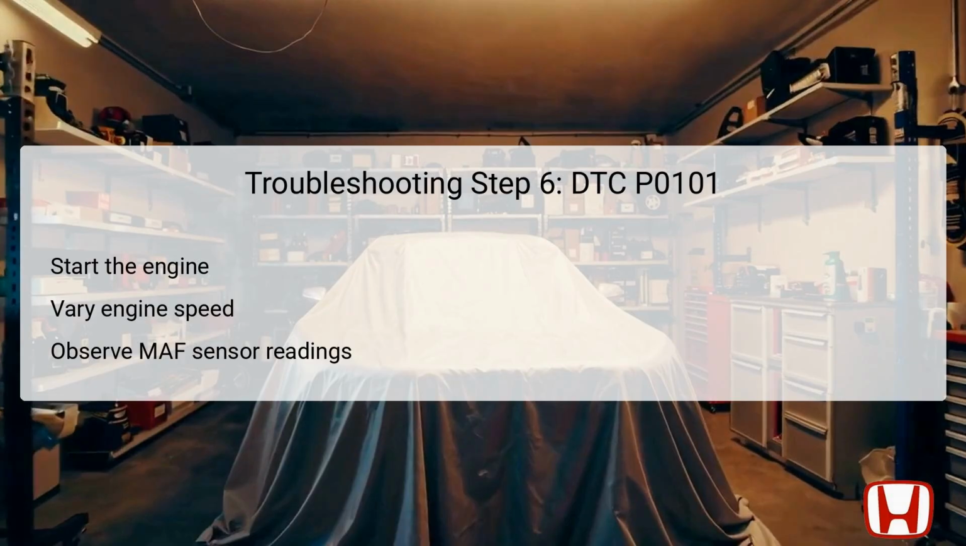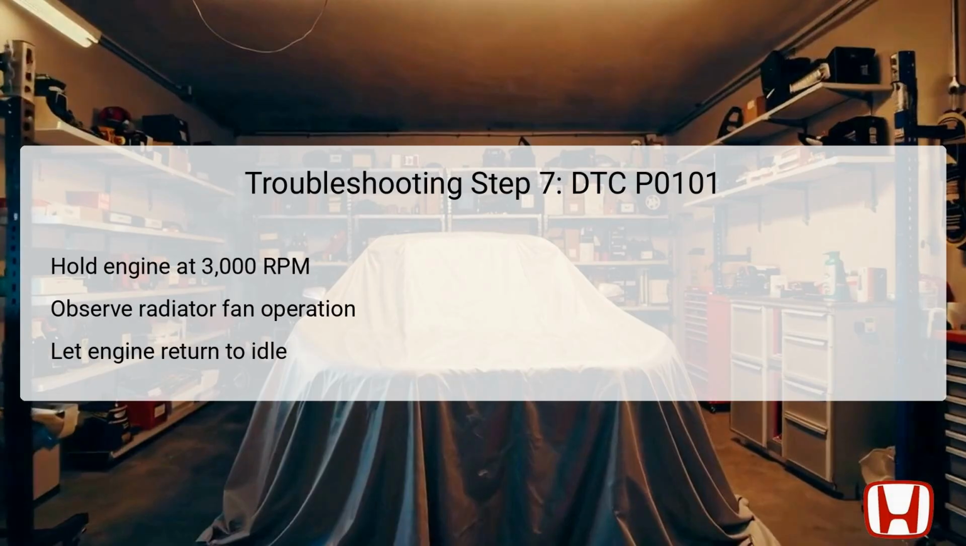While you're doing this, continuously monitor the MAF sensor readings through the Honda Diagnostic System, HDS. A functional MAF sensor should display changing values corresponding to the adjustments in engine speed. If these readings do not change, this may indicate a malfunctioning MAF sensor or other issues in the system that require further investigation.